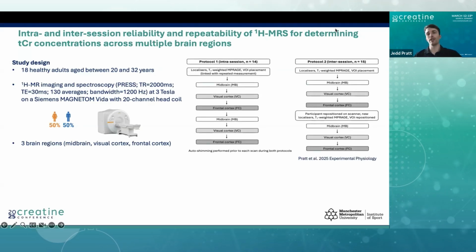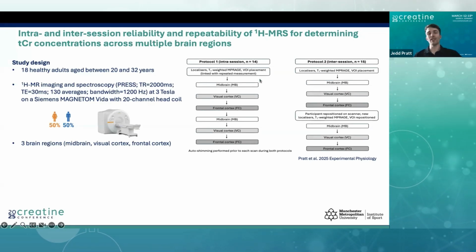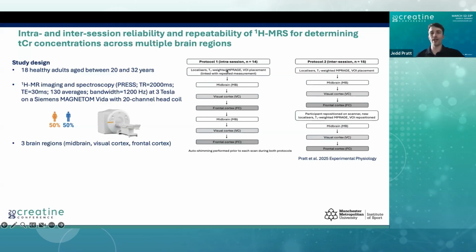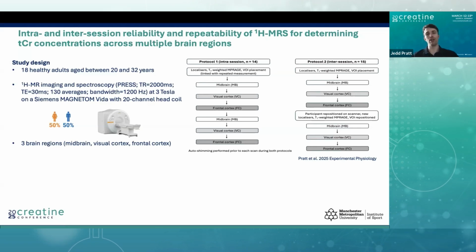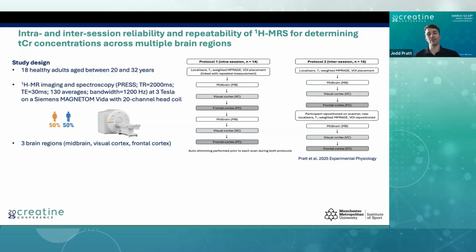The first protocol we looked at was an intra-session protocol. This essentially involved, at the start, typical localizers and our high resolution structural images. Then we had our voxel of interest placement for our different brain regions. Importantly, we linked the placements between the repeated measures. Once we placed it initially, let's say in the midbrain, that would then be copy referenced into our second acquisition of the midbrain, so we eliminate any operator error here.